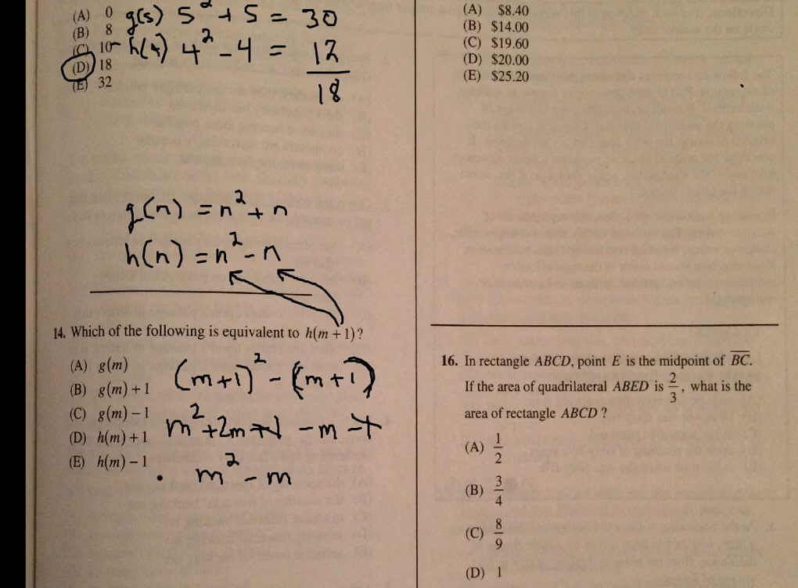It's really complicated looking. Now, if we go to the g function, can you see how if we put an m in for the n's, it would be m squared plus m? Okay, what did I do wrong here? m squared plus m.